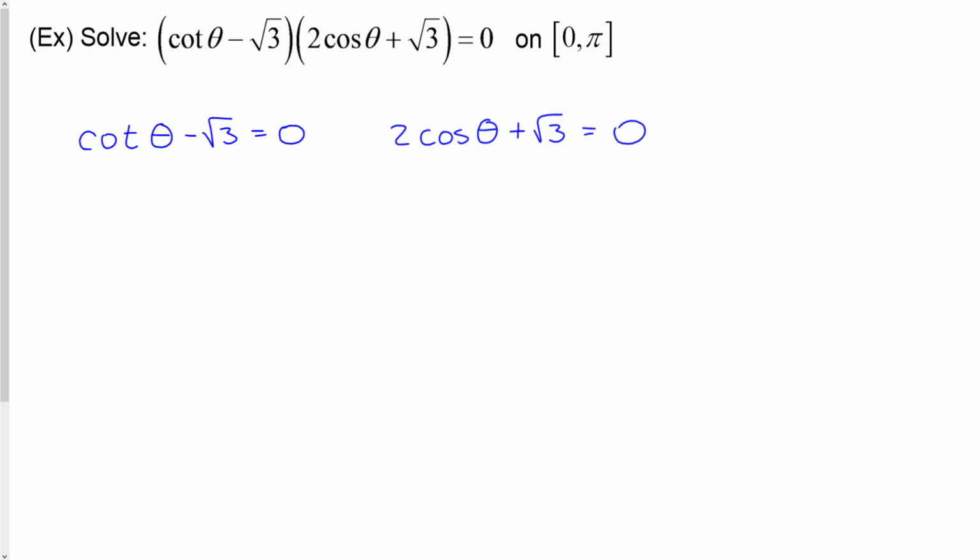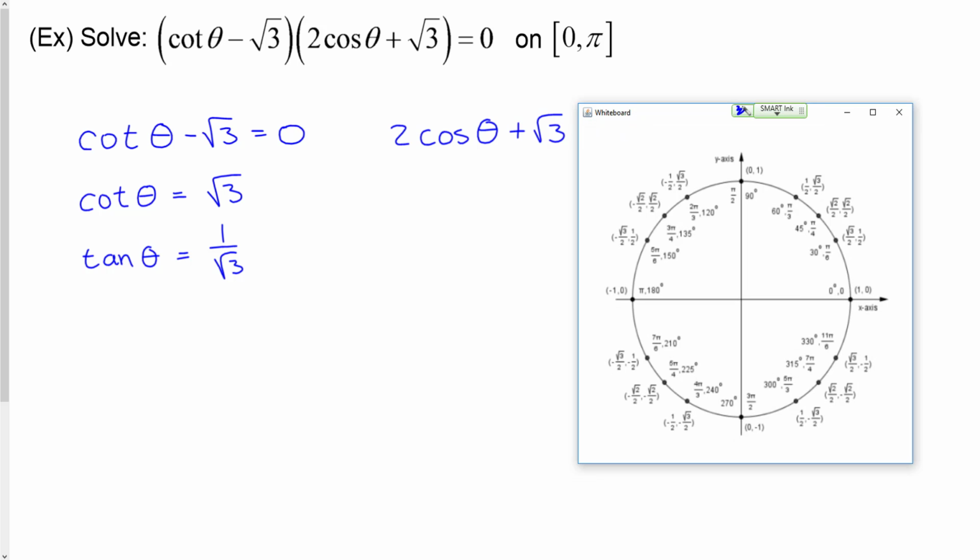Alright, so with the first equation I could say cotangent theta is equal to root 3. But that's not going to be the easiest way of solving this particular problem. I'm going to switch it into tangent, so I'm just going to invert both sides. So tangent of theta is equal to 1 over root 3. Okay, now in order to solve for that, let me pull up my unit circle.